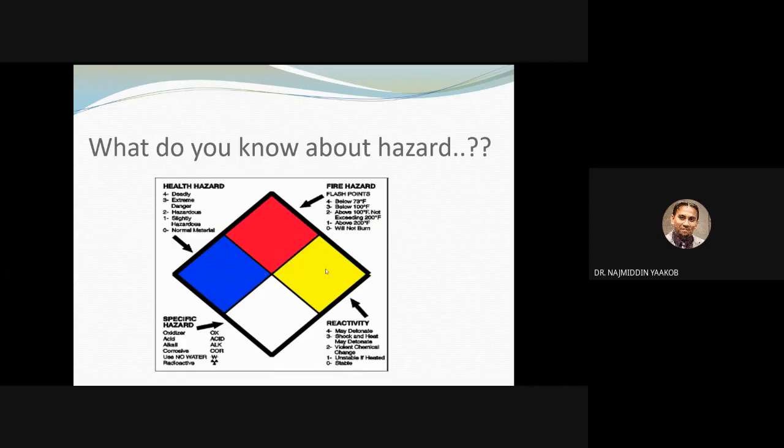So it will fill up the numbers in each of the columns, where the white column represents the specific hazard, whether it is oxidizer, acid, alkali, corrosive, or radioactive. The last one is the health hazard, where it is deadly, extreme danger, hazardous, or normal material. So this label is very important so that you can estimate the hazard or the risk for each of the chemicals or procedures.